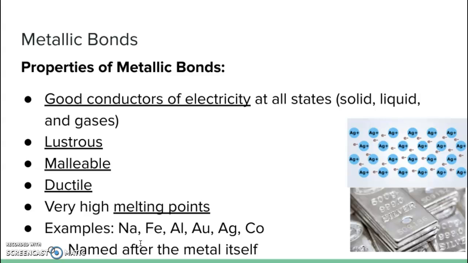And when I am naming a metallic bond, I just name it after the element itself. So if I have silver here, a bunch of silvers together with my sea of electrons, I'm just going to call it silver. So there's no special naming for it.